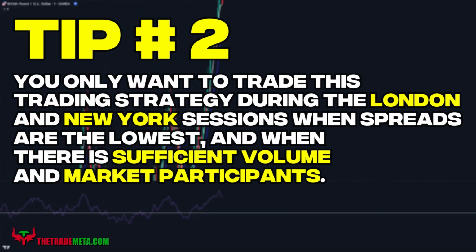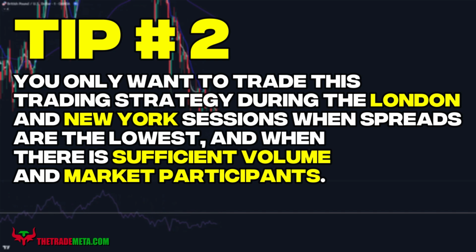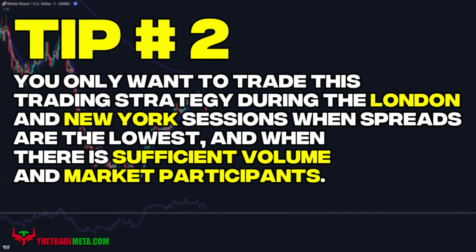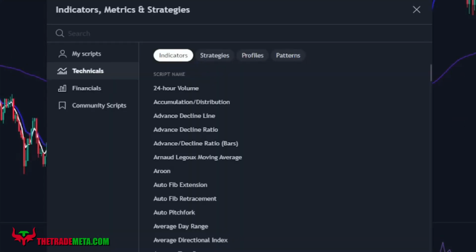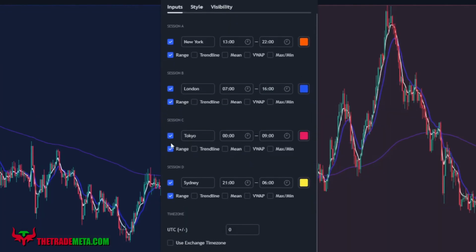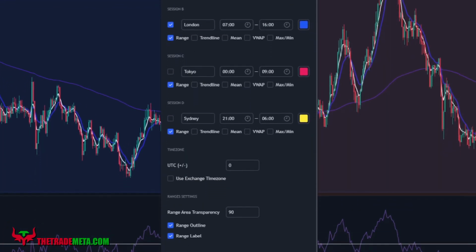Second, you only want to trade this trading strategy during the London and New York sessions when spreads are the lowest and when there is sufficient volume and market participants. To identify those times on the chart, go to the Indicators tab and type in Sessions. We like to use this one by Lux Algo since it's super customizable and it also shows the sessions high and low.